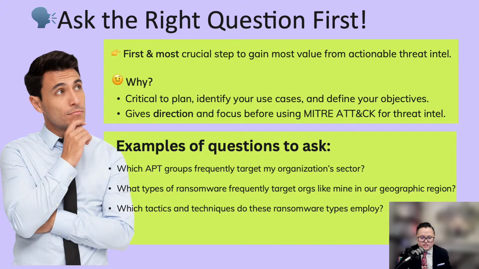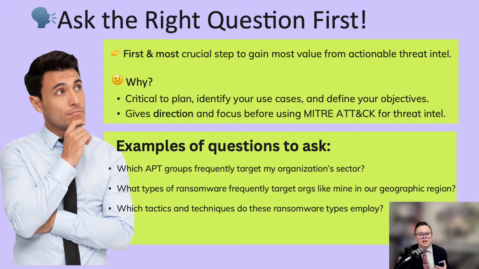Now that we understand a bit about intelligence requirements, we know that we need to focus on one question alone. And I want to emphasize that it is the first and most crucial step to gain most value from actionable threat intel. And that is asking the right question first. It's very critical so you know what to plan for, how to identify your use cases, and define your goals, your objectives. It gives you direction and focus, especially before using MITRE ATT&CK for your threat intel.